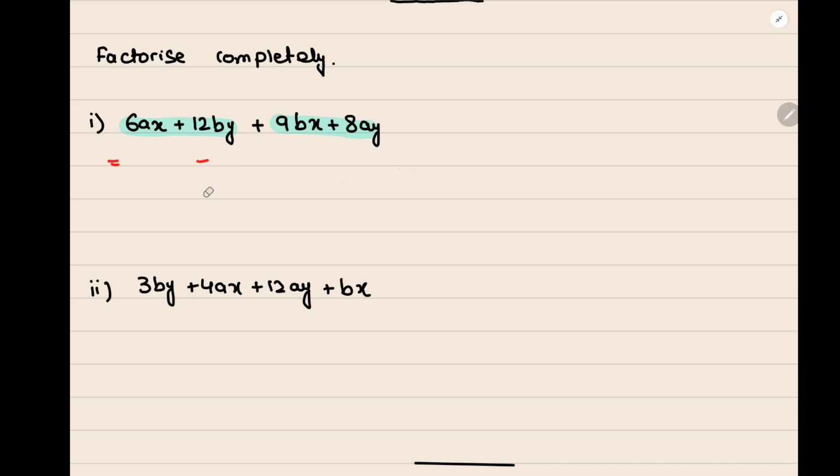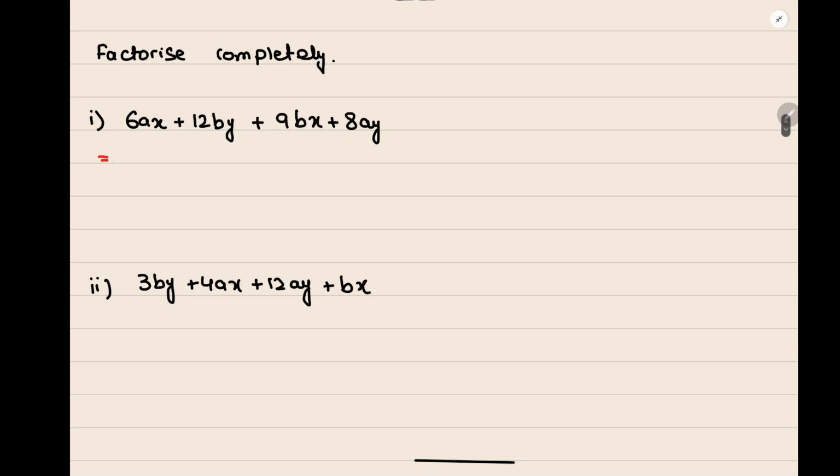So what I have to do, I need to arrange them first. So my first step would be the arrangement. What I will do, I will write 6AX first, and then I will write 9BX. Then I will write 12BY and plus 8AY. Now I will make groups.